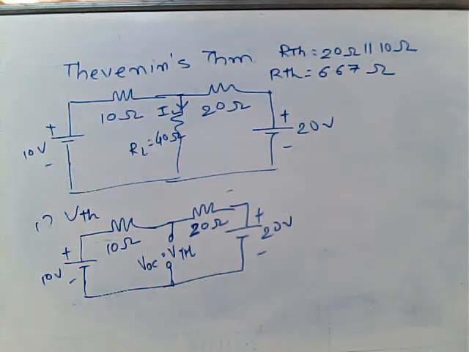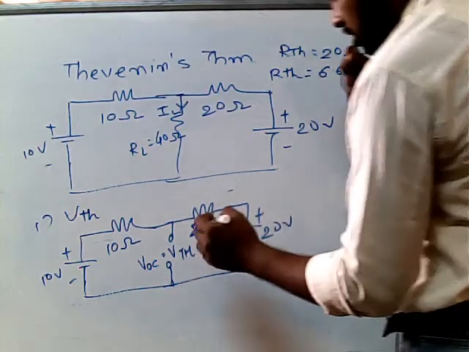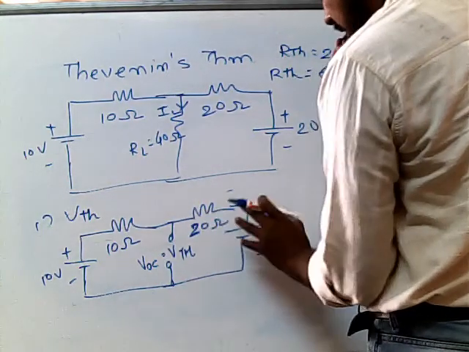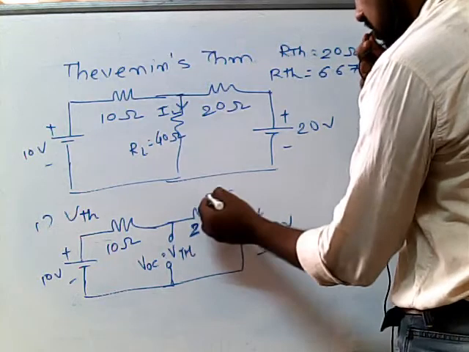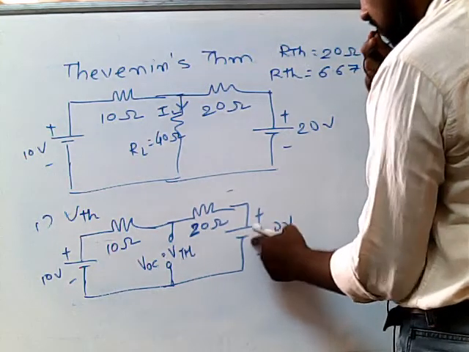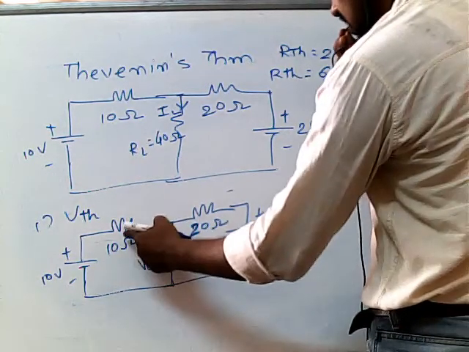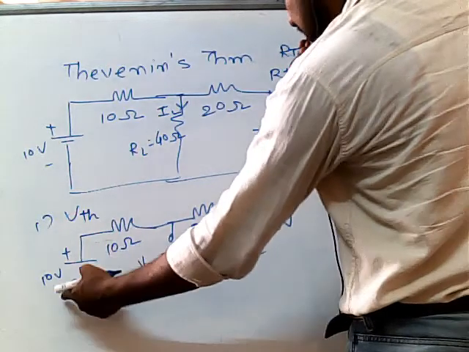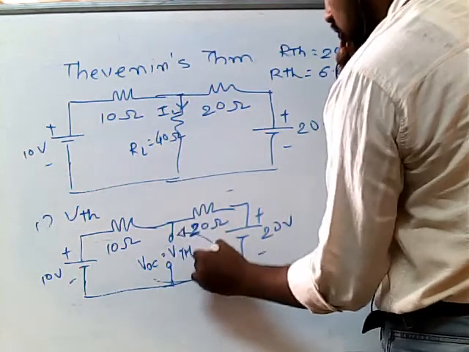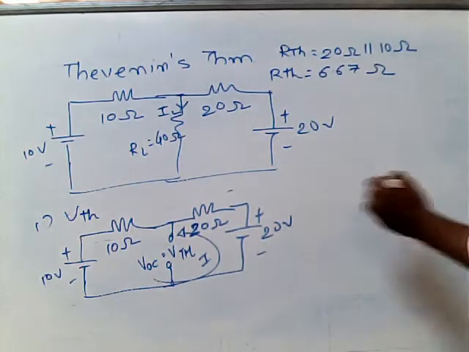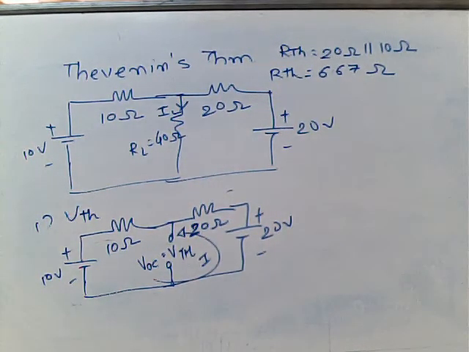To find it, either we can find the voltage drop across this resistance and subtract it from this voltage, or we can find the voltage drop across this resistance and subtract it from this source. First of all, we have to find the current through this network. So if I apply a KVL, I am finding the current.